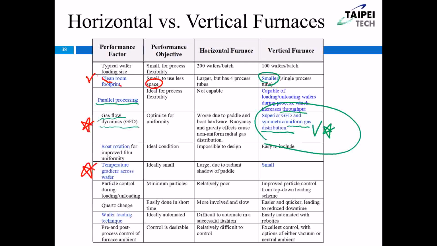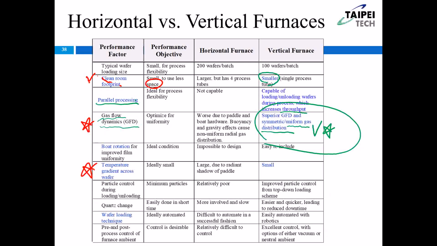For the uniformity of the silicon wafer, we mean the uniformity across one single silicon wafer. And also the uniformity between two silicon wafers within the same lot. And also the uniformity we refer to as lot to lot uniformity. It means today I grow the silicon dioxide and tomorrow I grow the silicon dioxide again, and the uniformity between the two processes are uniform, okay? So the gas flow dynamic is better for the vertical furnace, okay?